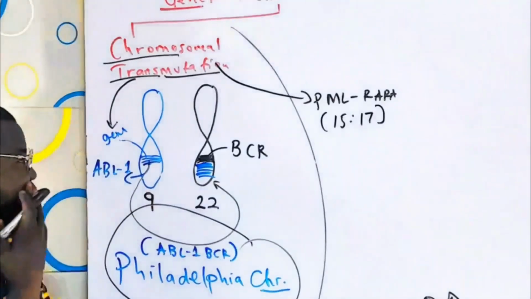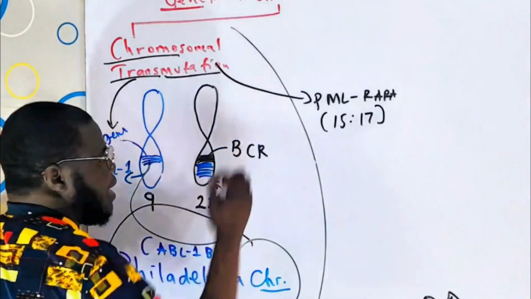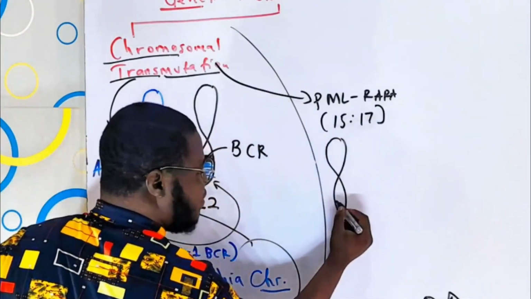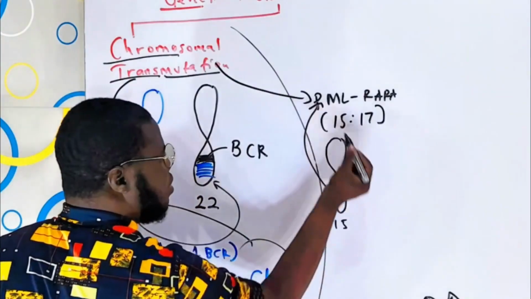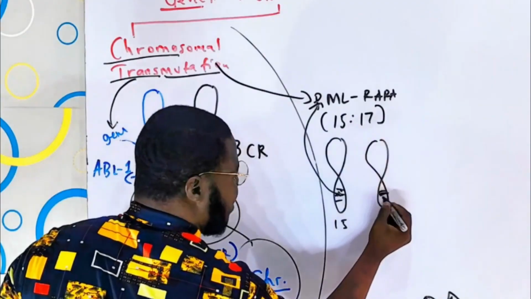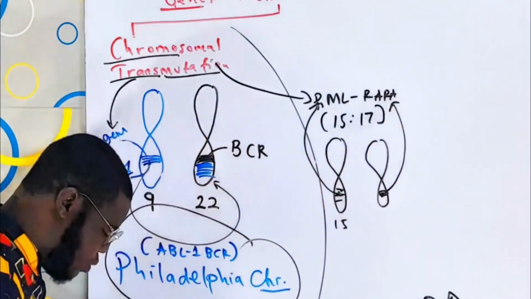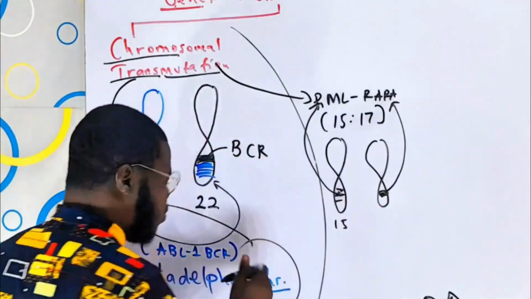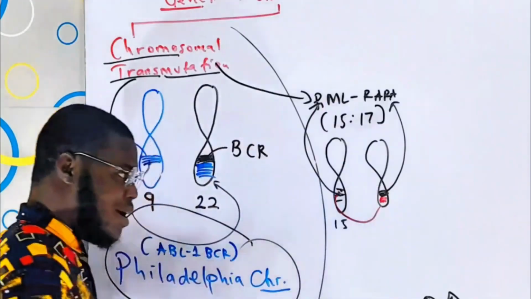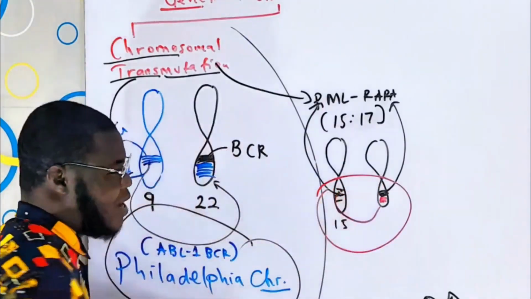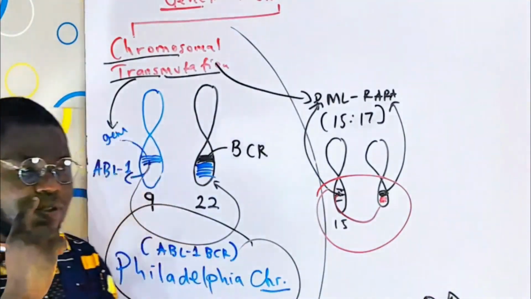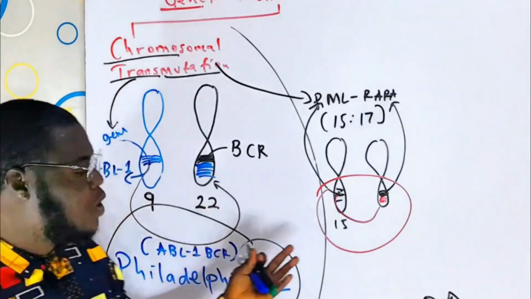What do I mean by that? Inside chromosome 15, you have a gene there called PML. And inside chromosome 17, we have another gene called RARA. What has happened here is that the PML has got attached to the RARA. And when this happens, it leads to another activity I don't want to be stressing you about. What it causes is mainly these two things. Let me just give you a snippet.